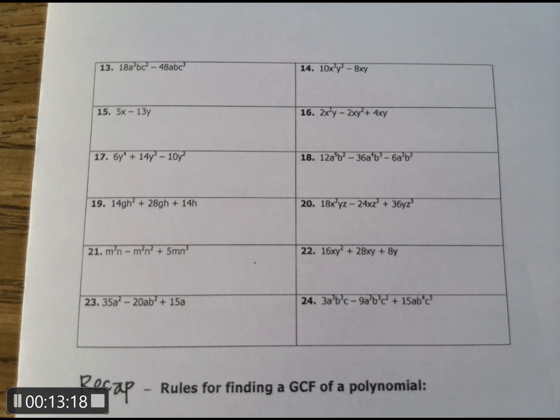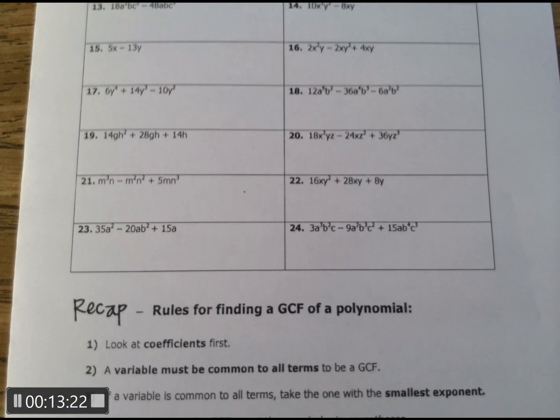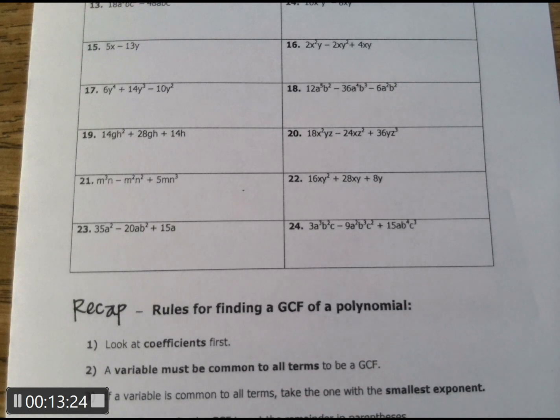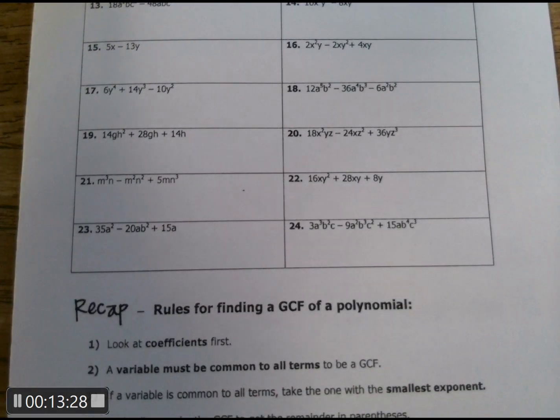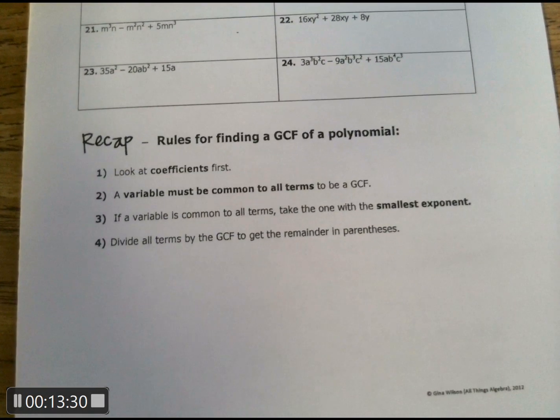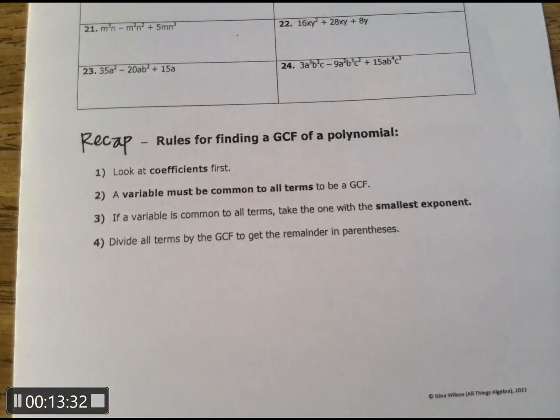So, for your rules, look at your coefficients first. A variable must be common to all of your terms to be a greatest common factor. If the variable is common to all terms, take the one with the smallest exponent. And then you're going to divide all your terms by the greatest common factor to get the remainder in your parentheses, which is what I've been doing all along.